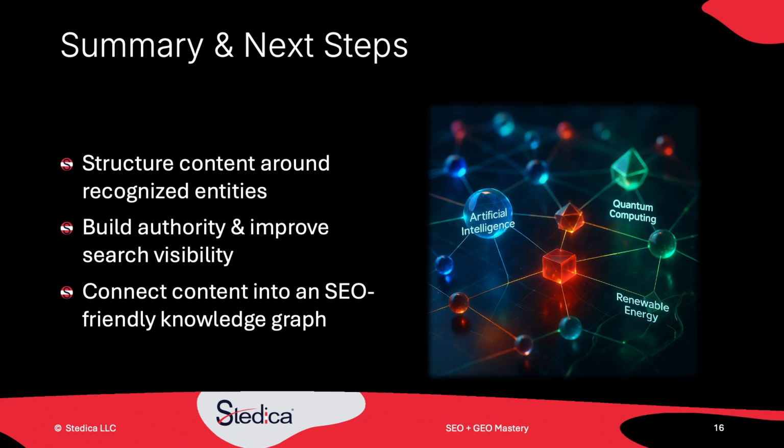Here's the big takeaway. Entity graph optimization is about structuring your content around recognized entities to build authority and improve search visibility. By connecting your content through entities, you create a strong, SEO-friendly knowledge graph that search engines trust and audiences love.